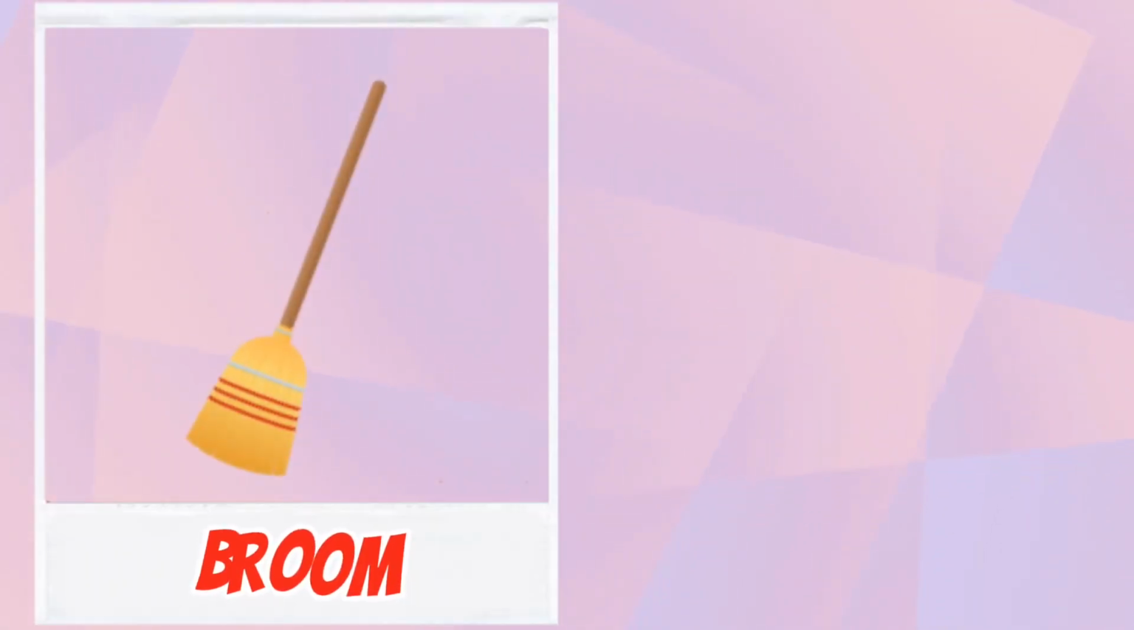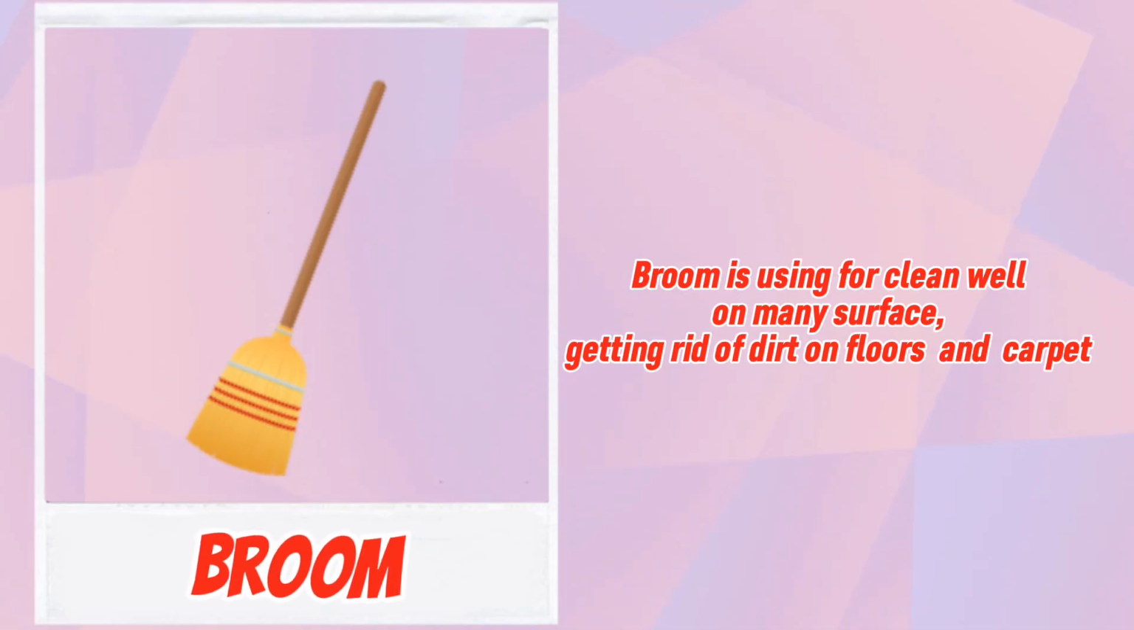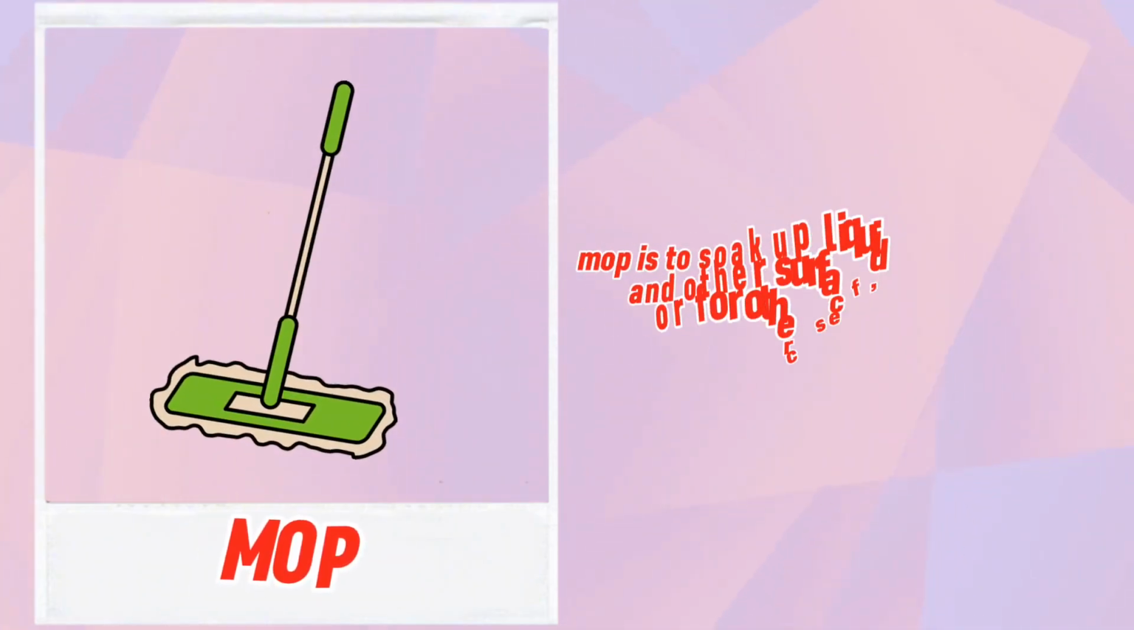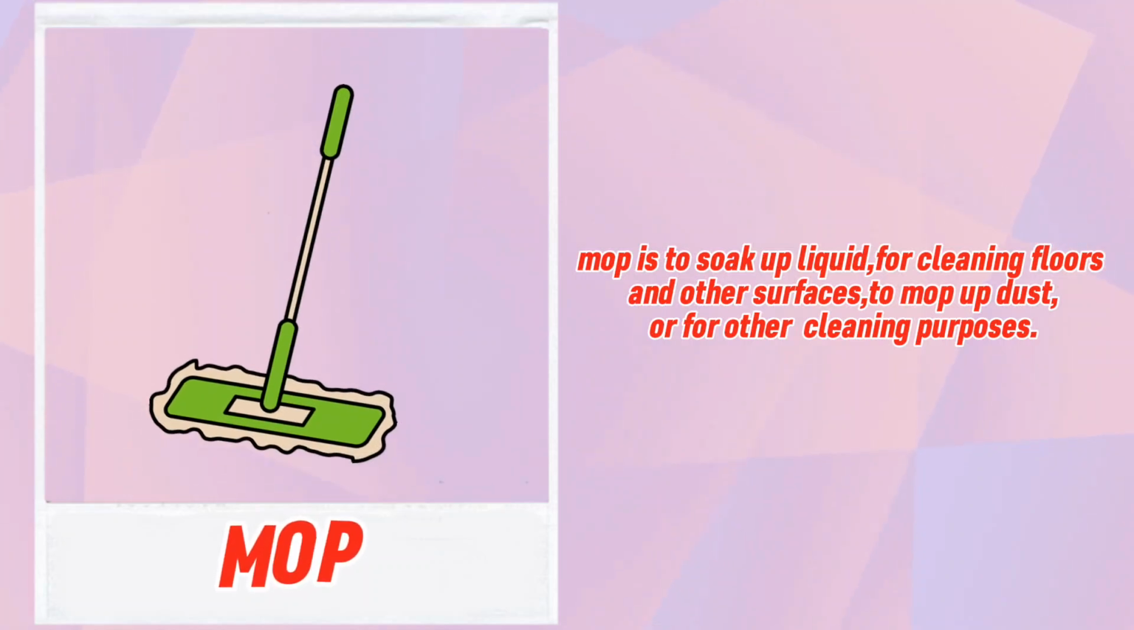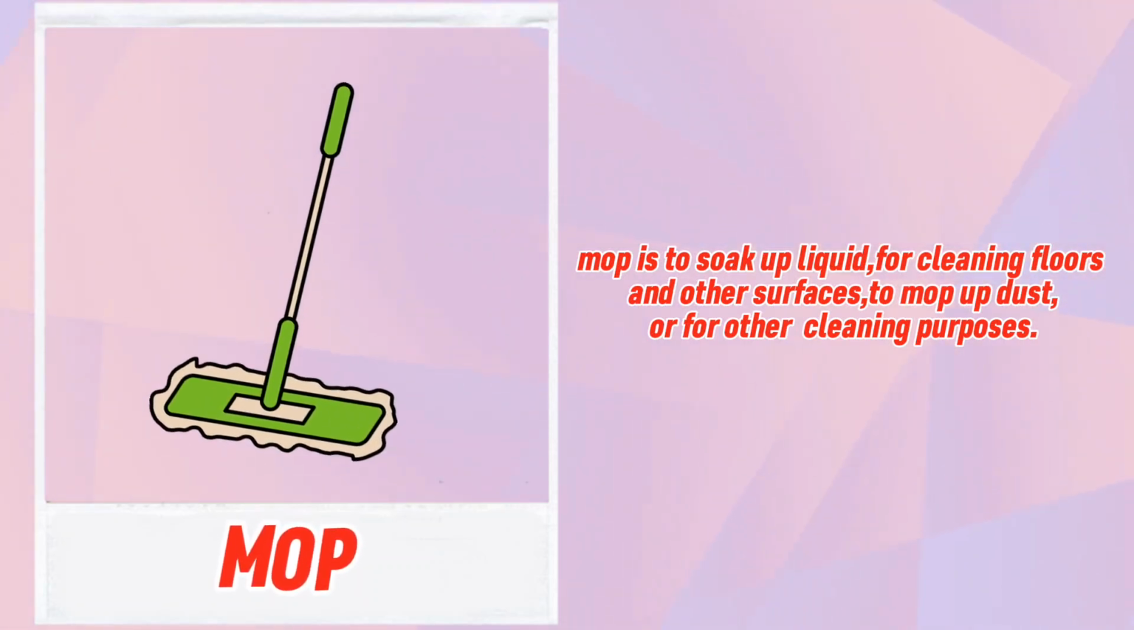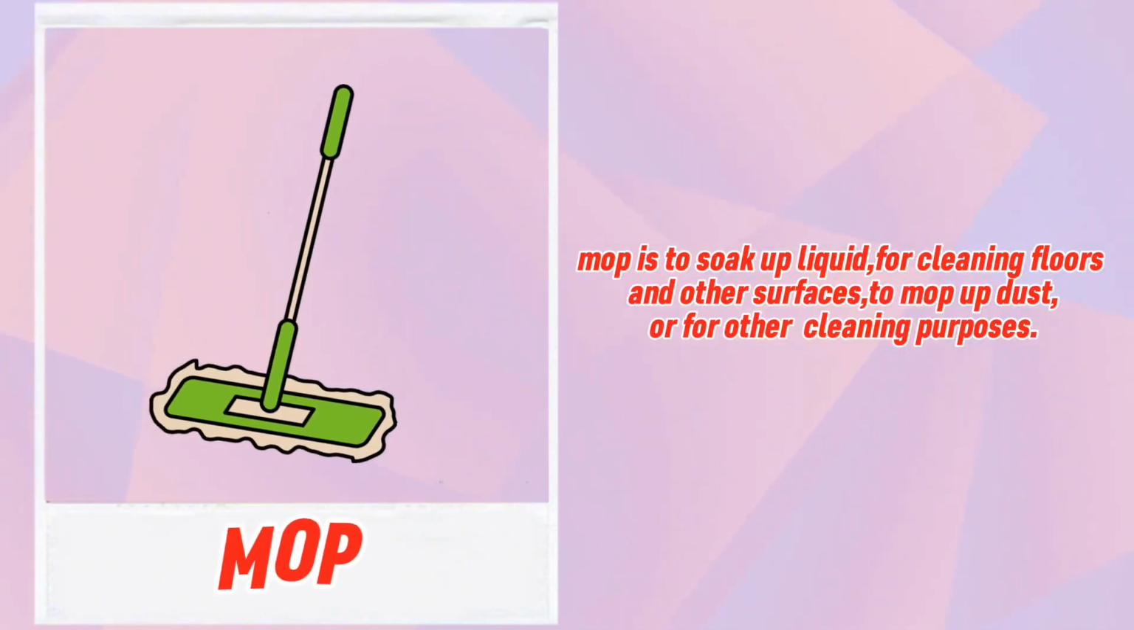Okay, first is broom. Broom is used to clean many surfaces, getting rid of dirt on floors and carpet. Mop. Mop is to soak up liquid for cleaning floors and other surfaces, to mop up dust, or for other cleaning purposes.